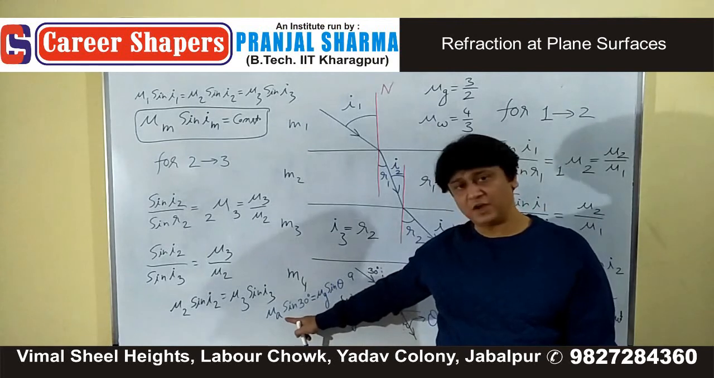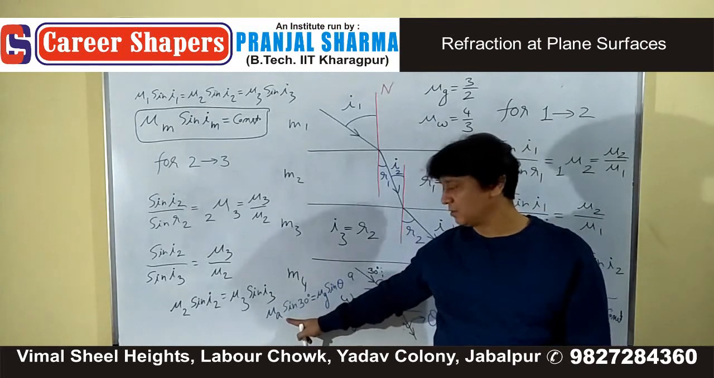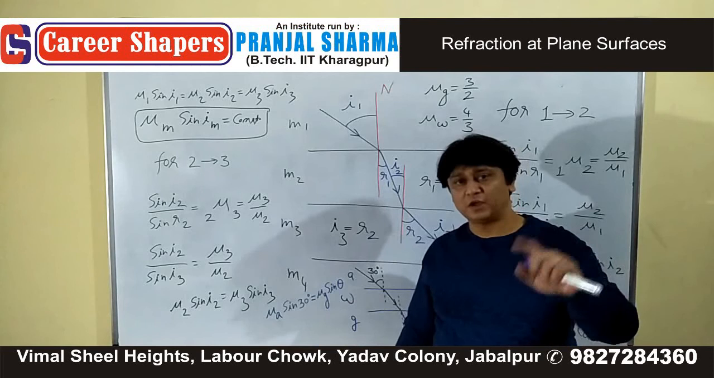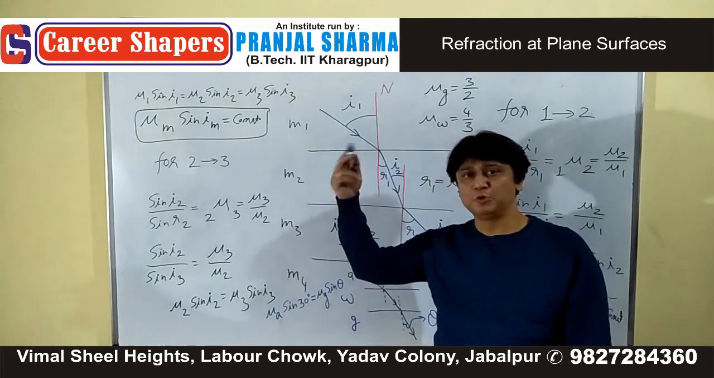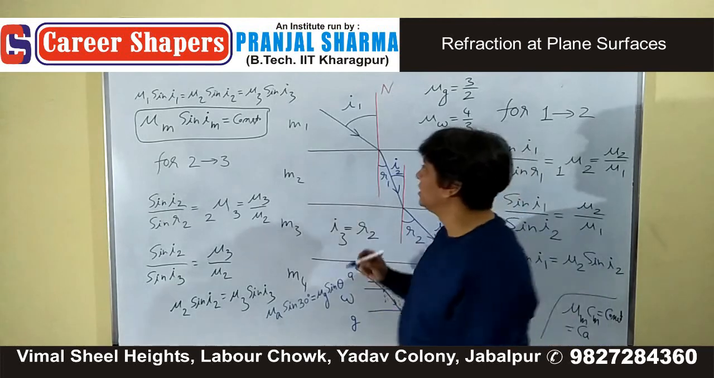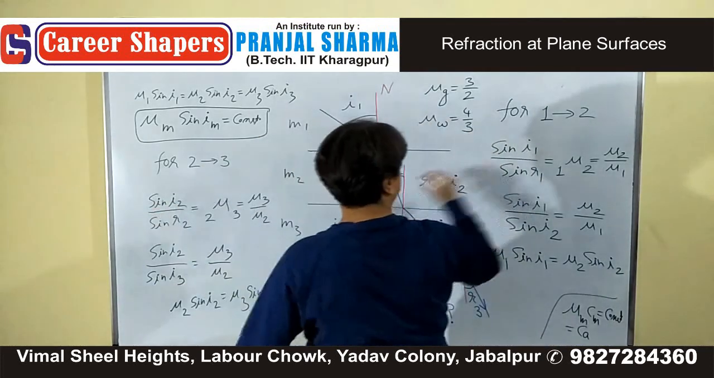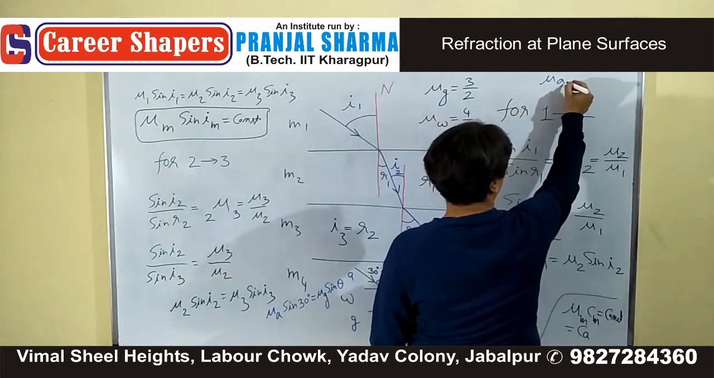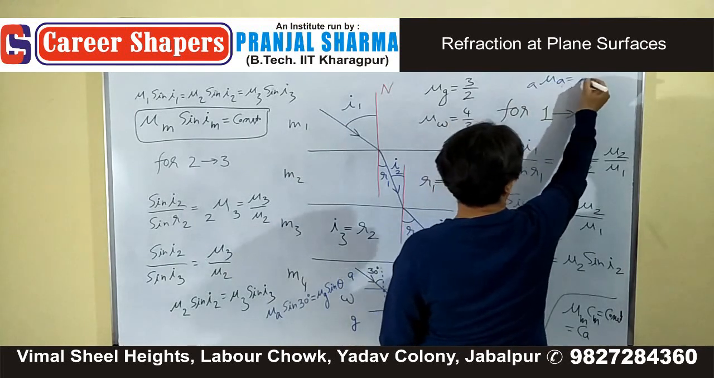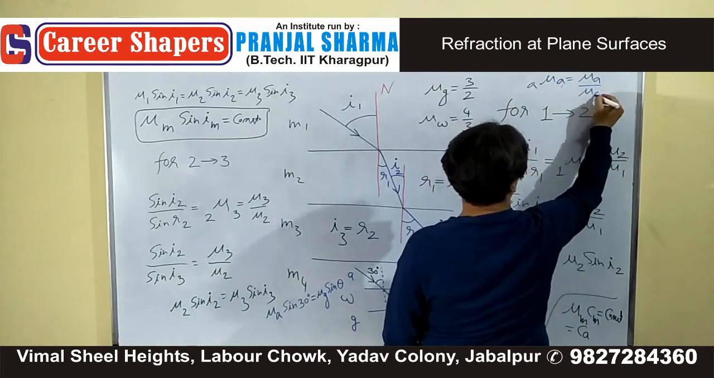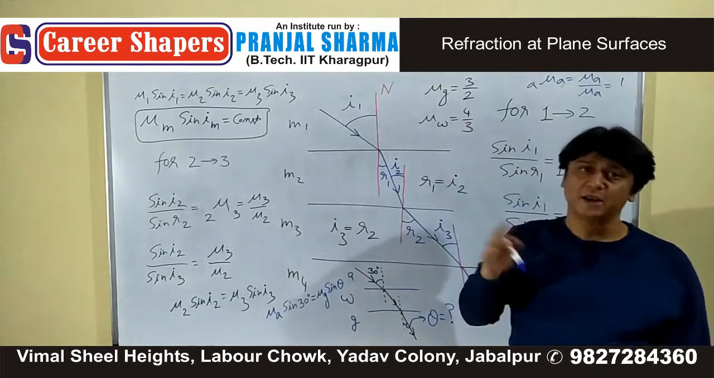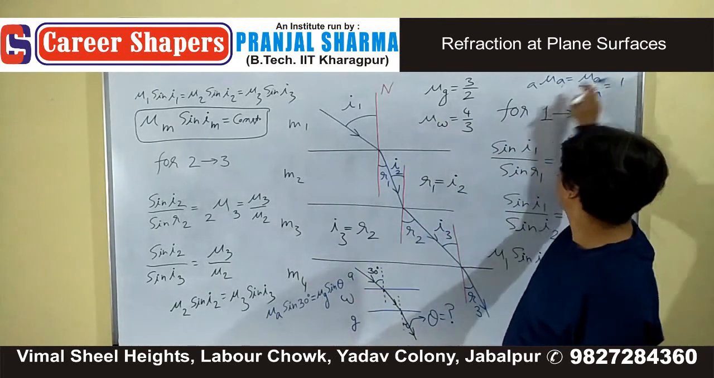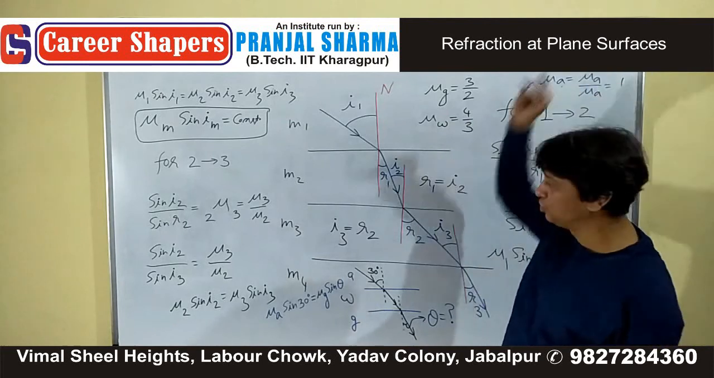Refractive index of air is 1, because refractive index of air with respect to air is simply mu A upon mu A, which is 1. Or I and R will both be the same, and therefore sin I upon sin R will fetch you 1.